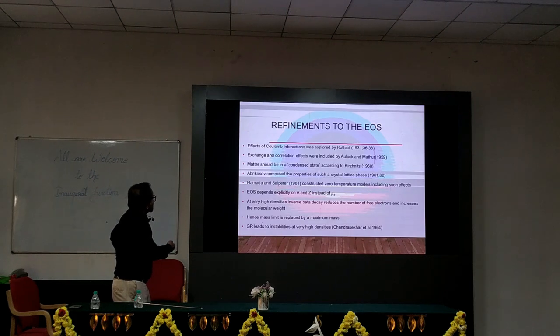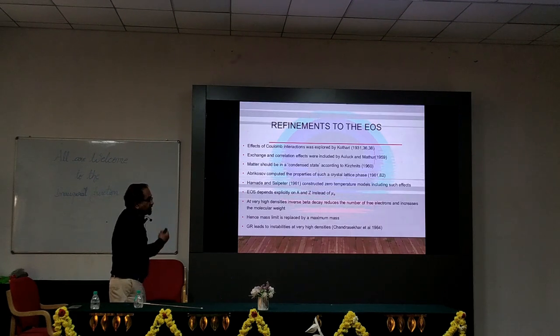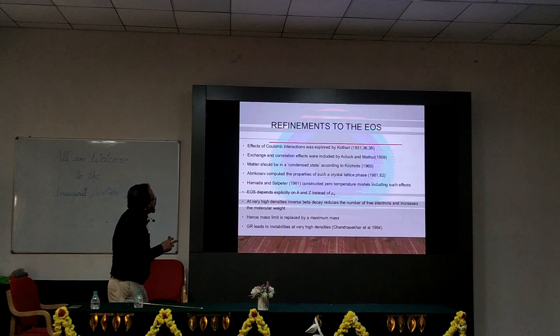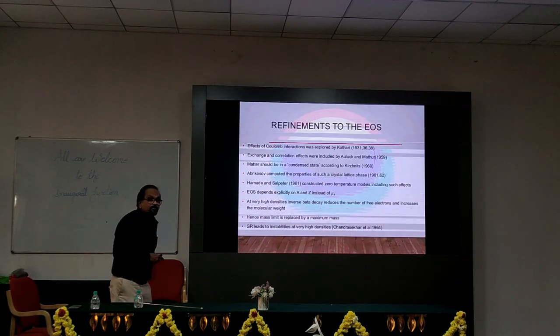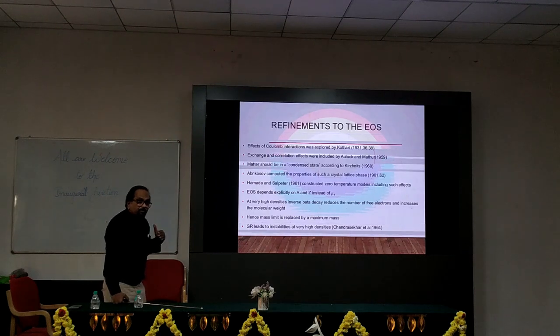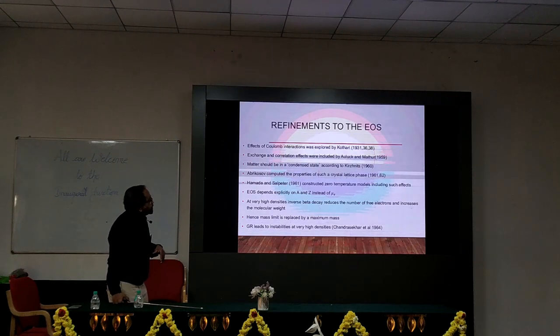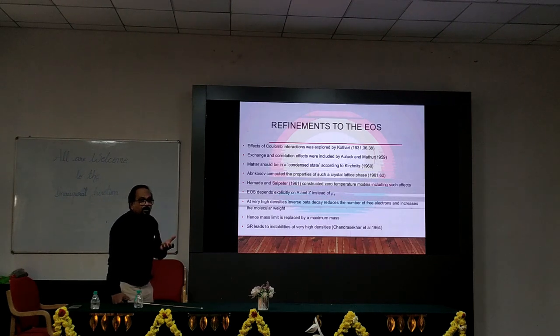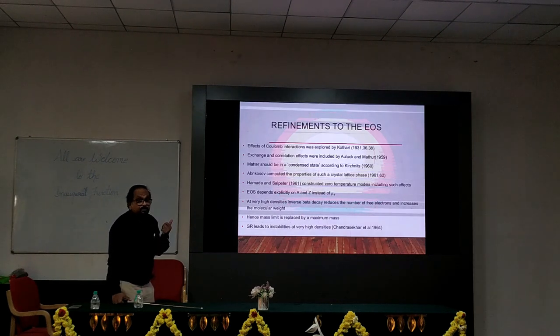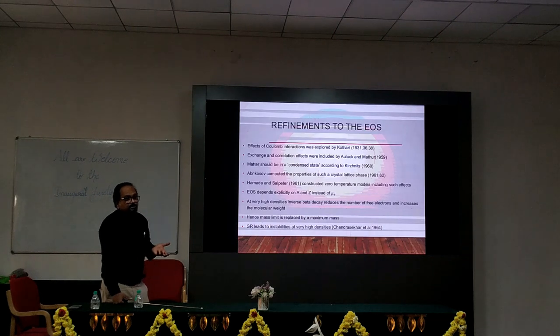The equation of state can depend on both A and Z. It's just the ratio. Now the nuclear effects can be taken into account, and also inverse beta decay. So all these things have been done, and there are some more things that can be done. So inverse beta decay means what happens? You have high energy electrons, and you have nuclei, protons.